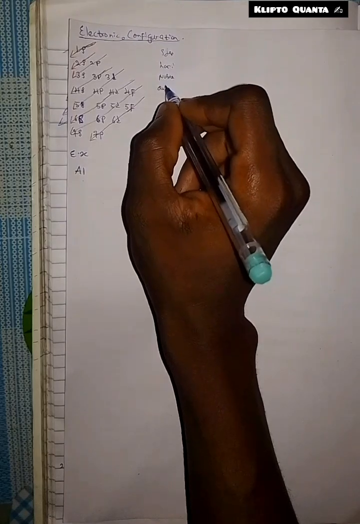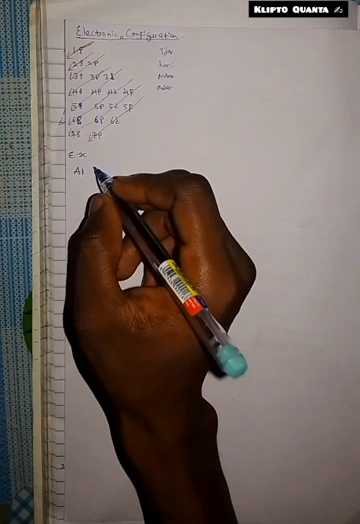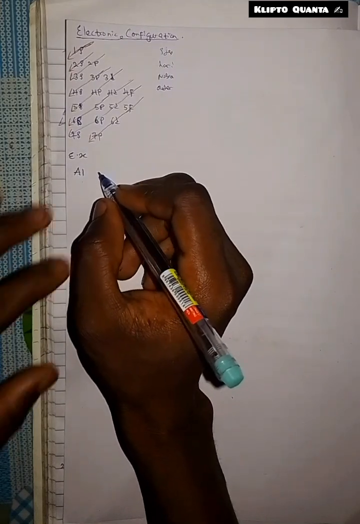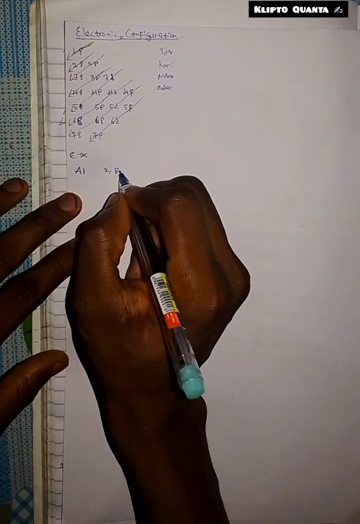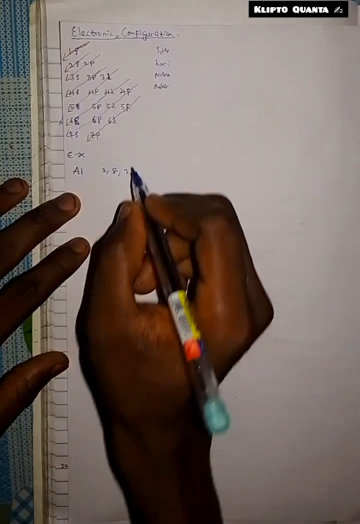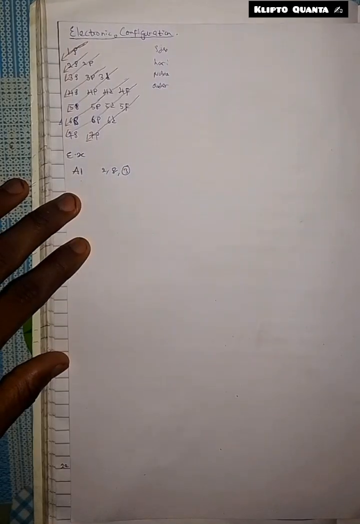Talking about aluminium, one more thing: you have to deal with their outermost shell. Those are the four things we need to look at, including the outermost shell. Now, aluminium has atomic number 13. That means you have 2, 8, and 3. That means the outermost shell of aluminium is 3, right?